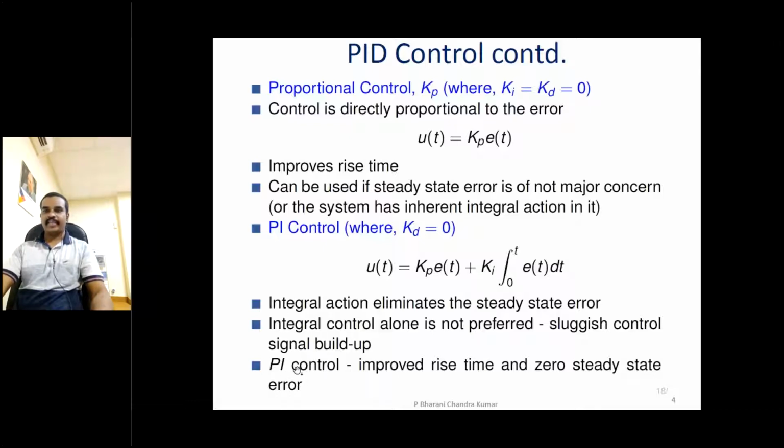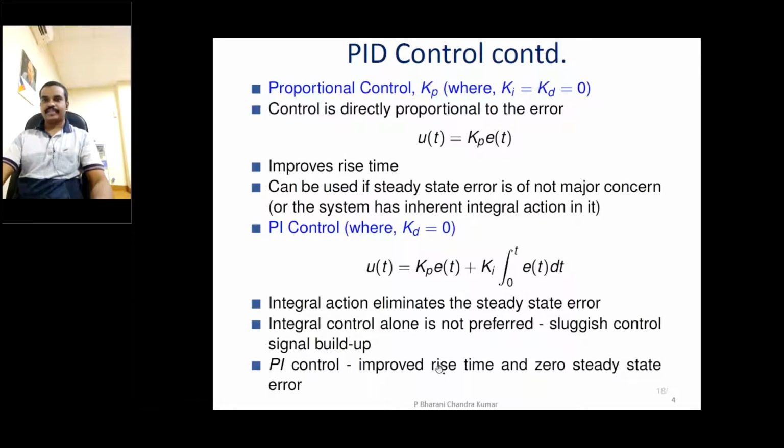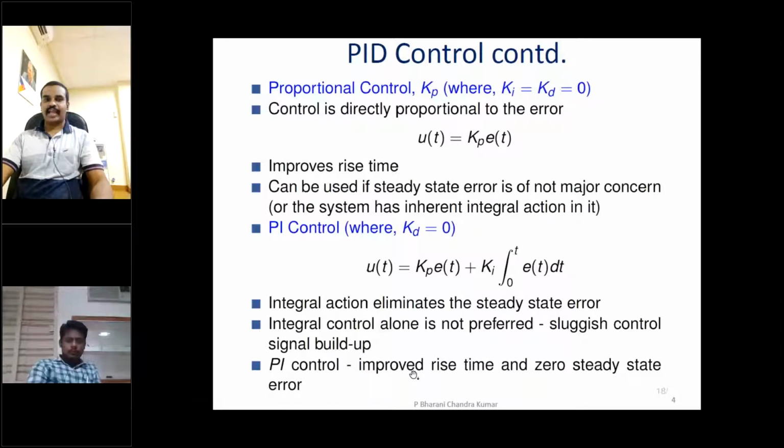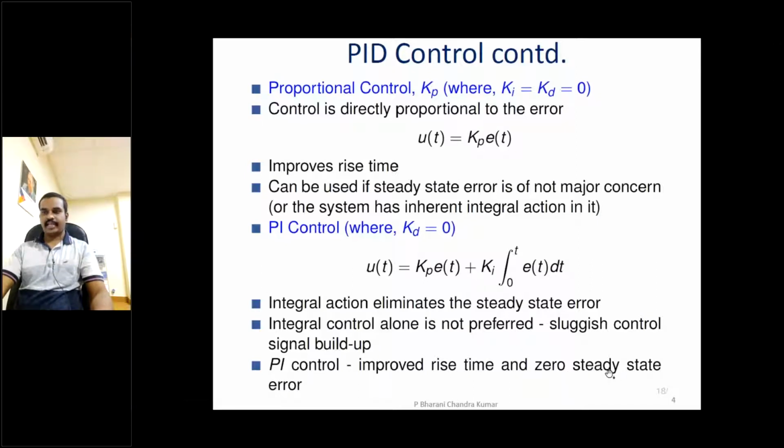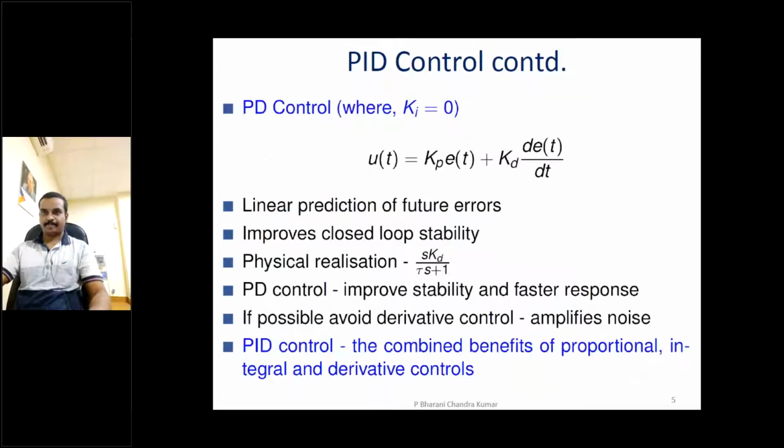So if I use the P and I control together, it will have the improved rise time and zero steady state error. That is the benefit of the PI control. So the lesson from this particular slide is, if you want a faster response, use the proportional control itself. However, it will not guarantee the steady state error to be 0. If you want the improved rise time as well as the zero steady state error, use the PI control. We have not yet discussed the derivative control. In the next slide, we are going to discuss the derivative control.